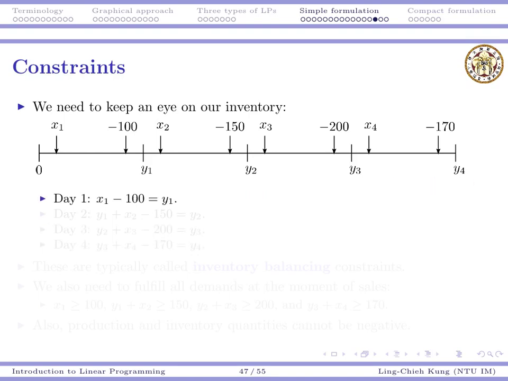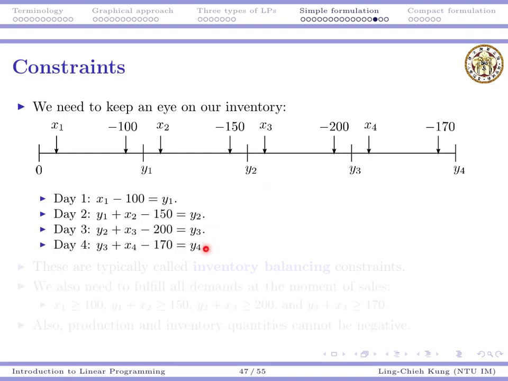So what constraint do I have? For day 1, I have this. X1 minus 100 must be Y1. For day 2, initially I have Y1. Y1 is the ending inventory of period 1, which is exactly the beginning inventory of day 2. So Y1 plus X2 minus 150 will become Y2. The amount I have at the beginning plus the amount I add minus the amount I sell give me the ending inventory I have. So in total, I have 4 constraints regarding this equality.